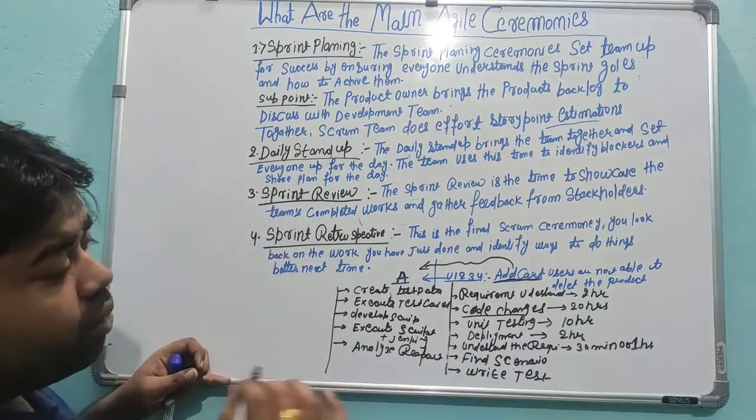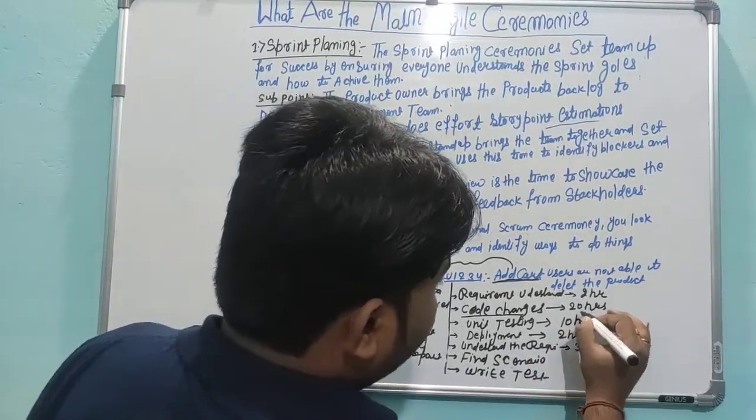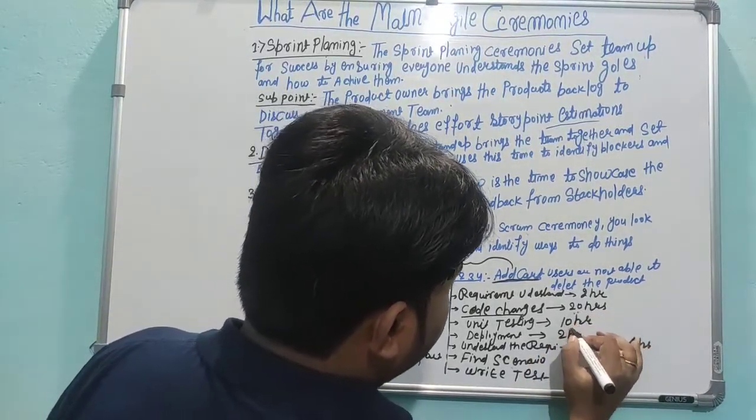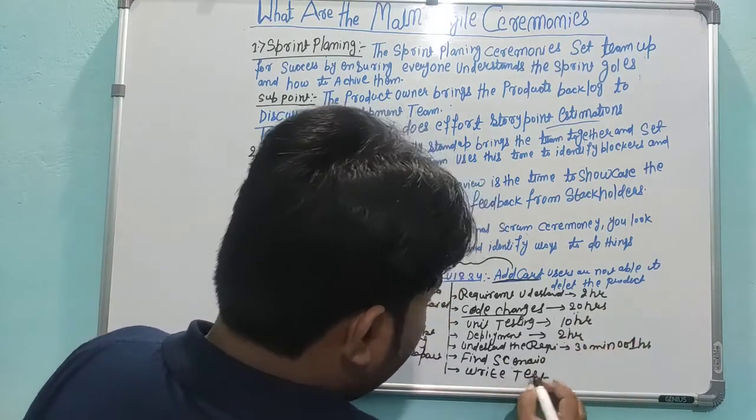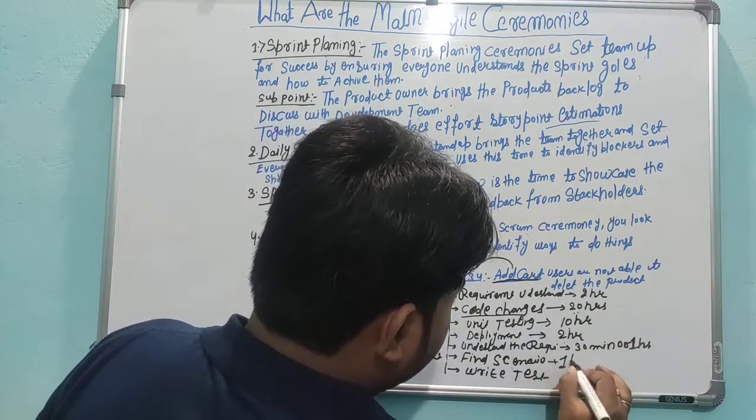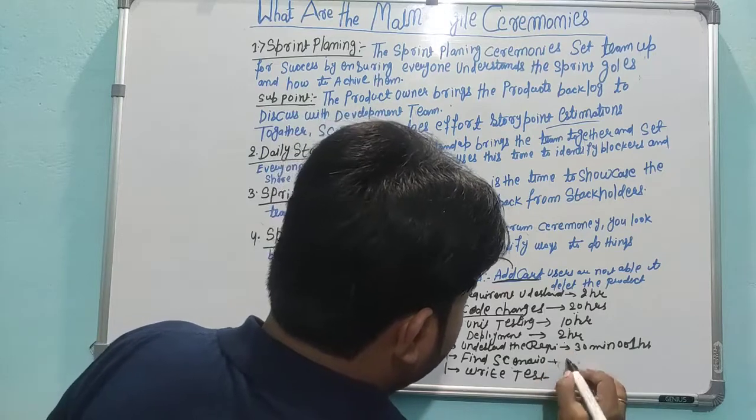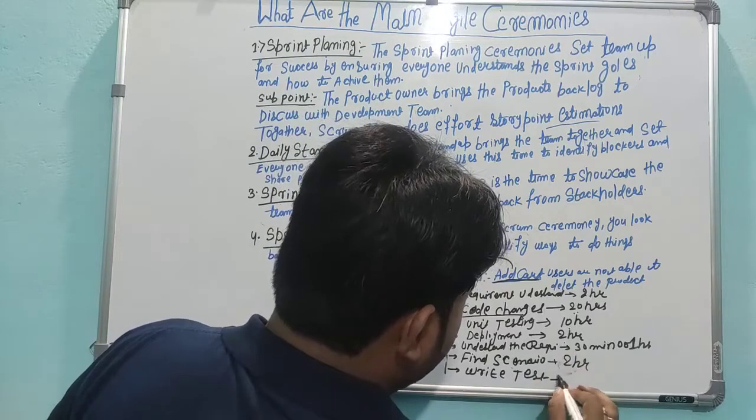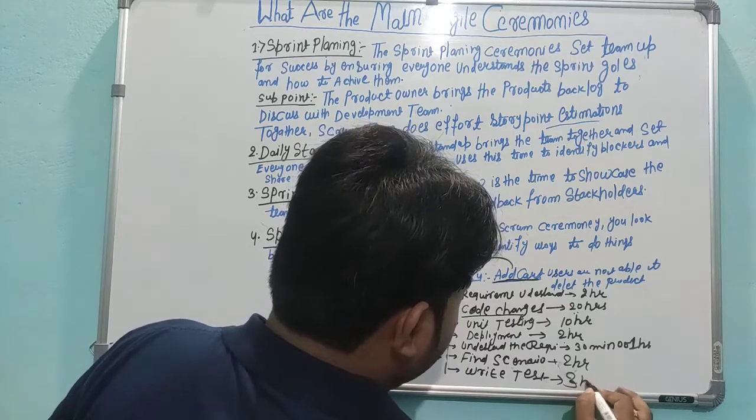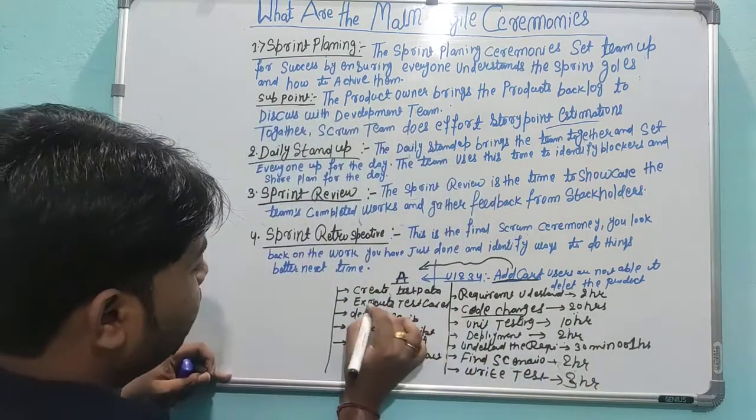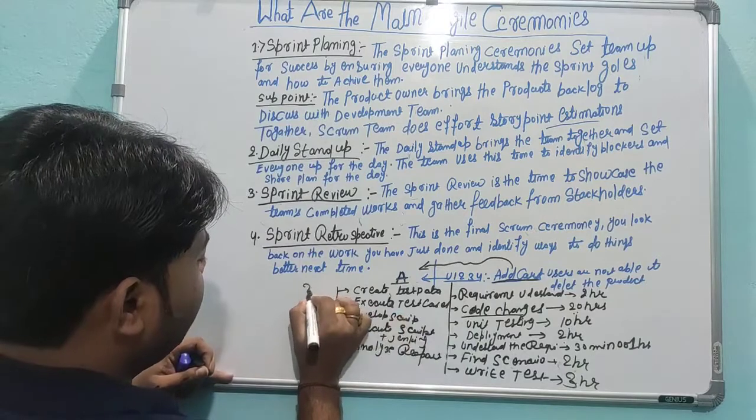Got it, right? So here you can see 20 hours, 22 hours, 32 hours, 34 hours, half an hour. Here I will take 1 hour. No, it will take more time. 2 hours I am going to take. Here I am going to take 3 hours. Here I am going to take 2 hours.